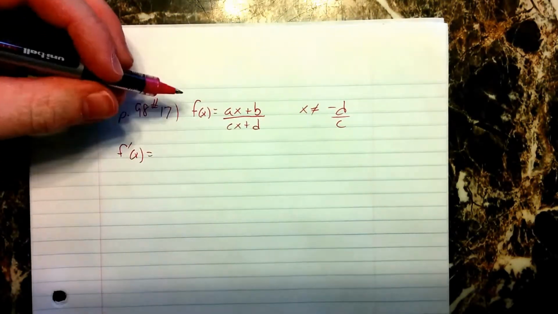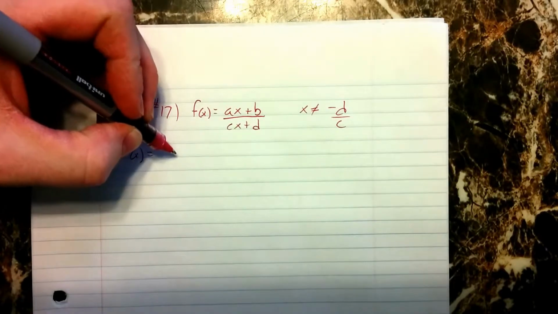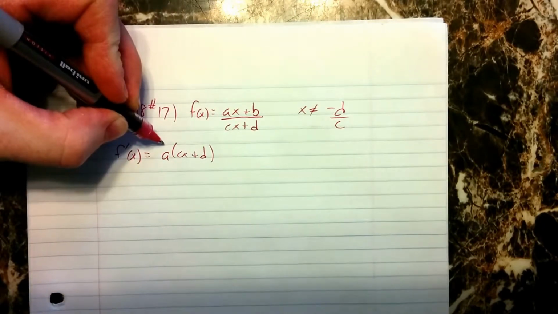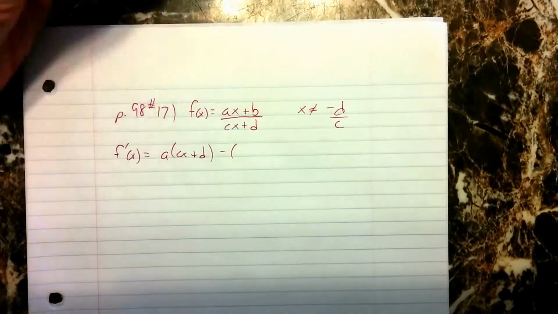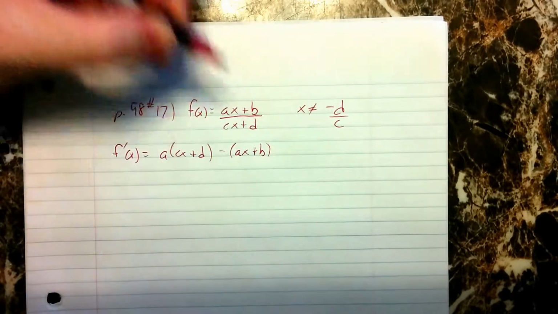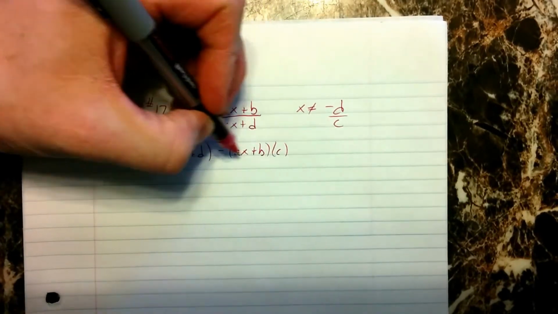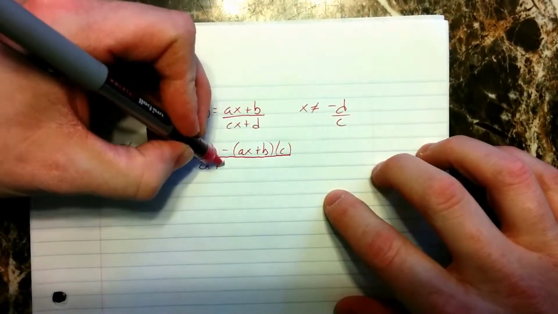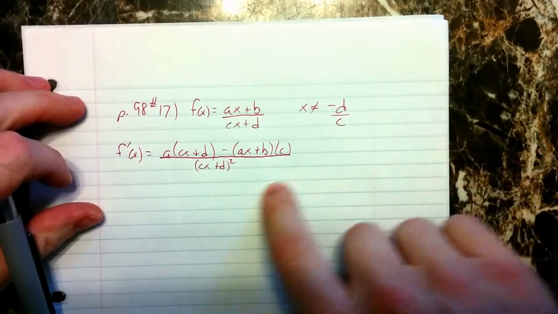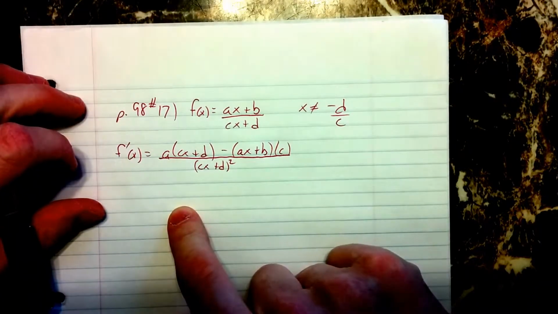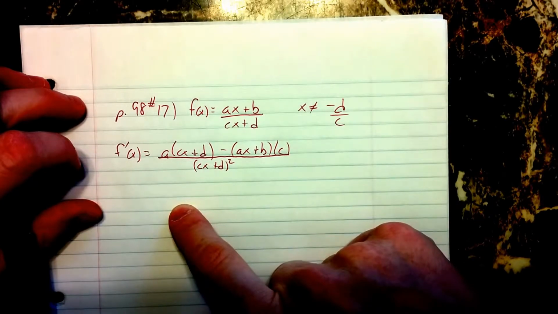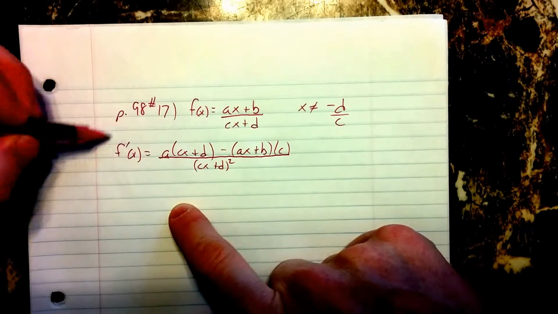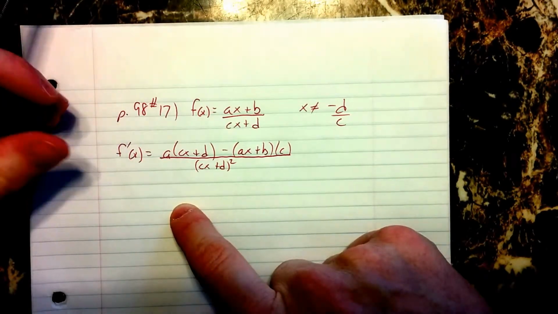And the derivative is going to take the form a times (cx + d), so that's the derivative of the top times the bottom, minus the top, (ax + b), times the derivative of the bottom, which is c, all over the bottom squared, (cx + d) squared. So we want to know where the slope of the tangent will be positive. So we want to know where the derivative will be positive.